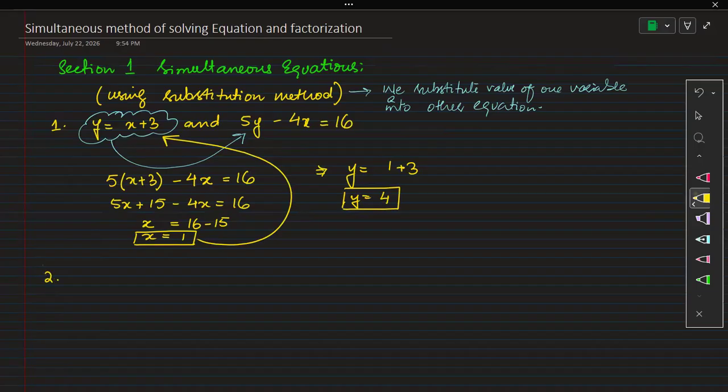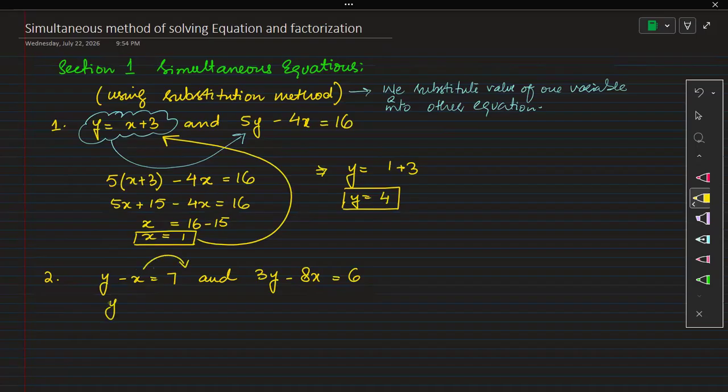Let's do the second question, which says that y minus x equals 7 and 3y minus 8x equals 6. This time we have not been given the value of any variable, so we have to make one variable the subject. It's better to make y the subject from this equation.